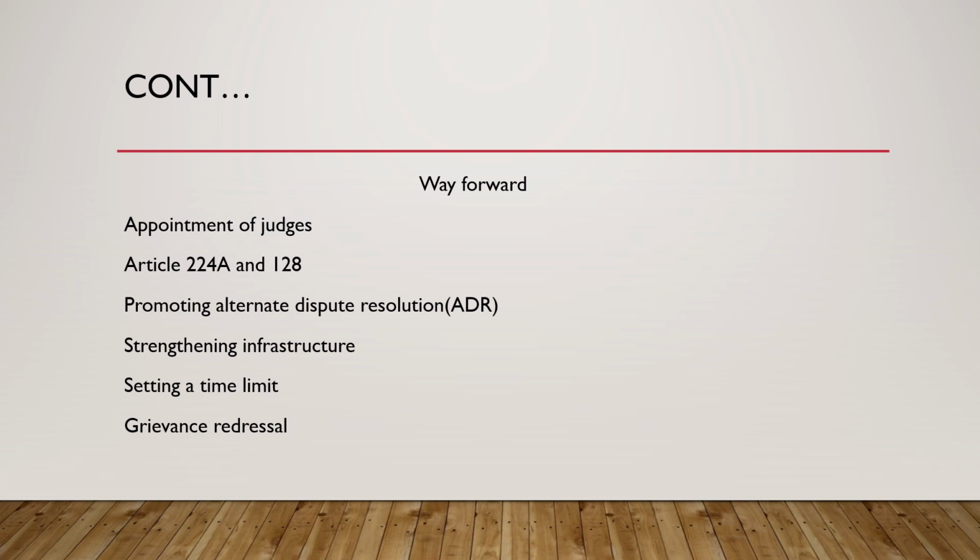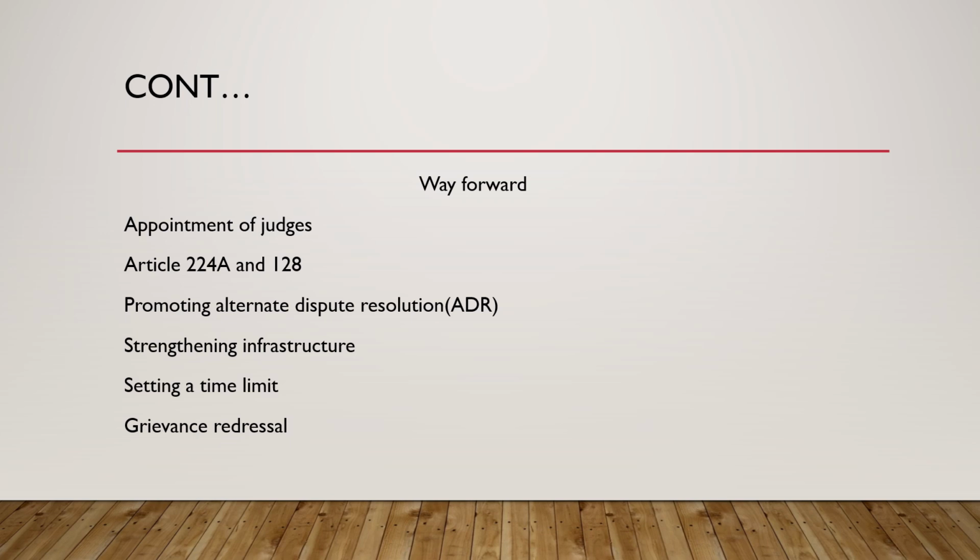Then we have strengthening infrastructure. Government should provide adequate funds for developing and upgrading the judicial infrastructure, training judicial staff, etc. We have setting a time limit. A time limit should be set for hearing a case and deciding. Then changes in criminal justice and procedural laws should be brought in, reduce the criminalization of violation, and reforms forensics and ballistic testing.